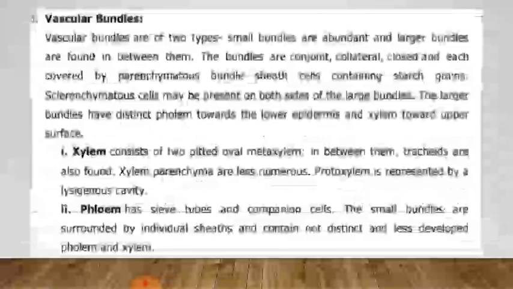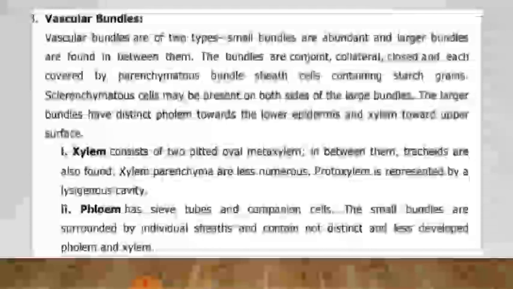The third region is the vascular bundle. Vascular bundles are of two types. Small bundles are abundant and large bundles are found in between. So in this isobilateral leaf, there are two types of vascular bundles, small vascular bundles and large vascular bundles. Large vascular bundles are found between the small vascular bundles.